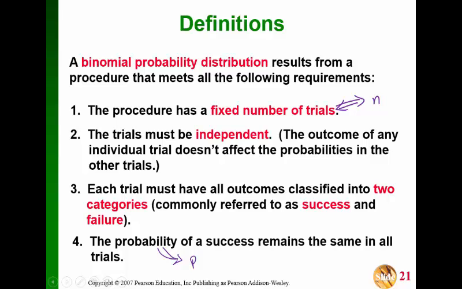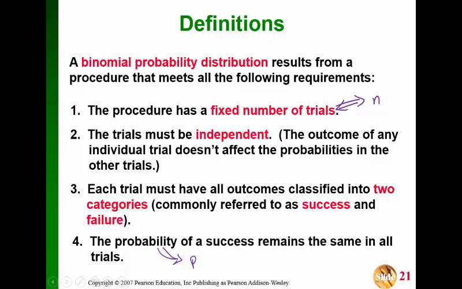So a scenario might be if you're taking a multiple choice test and all the problems have 4 choices, and then you just randomly guess. You don't even read the problem, you just randomly guess, and there are 20 problems in your test. So that could be considered a binomial distribution. You have a fixed number of trials, you have 20 questions. Each trial is independent. You're randomly guessing, so you're not going to base your answer for the current question on the previous question. Each trial is classified into one of 2 categories. There are 4 choices, but you either get it right or wrong.